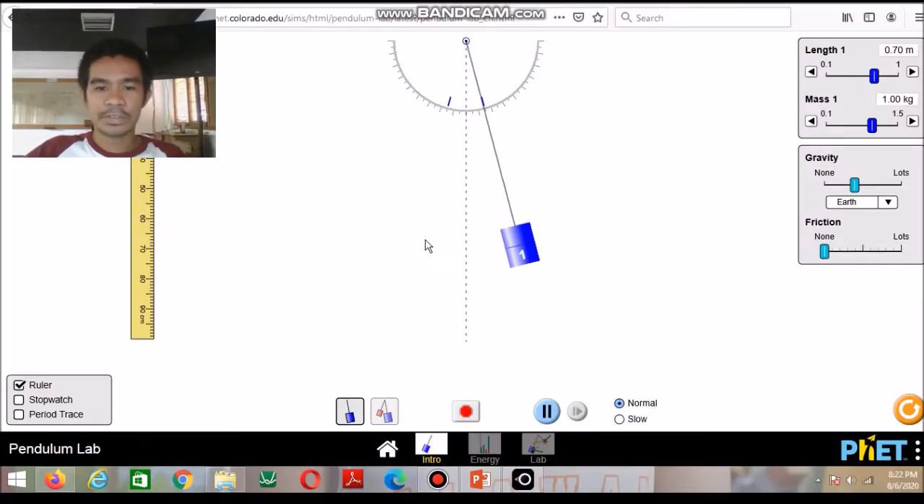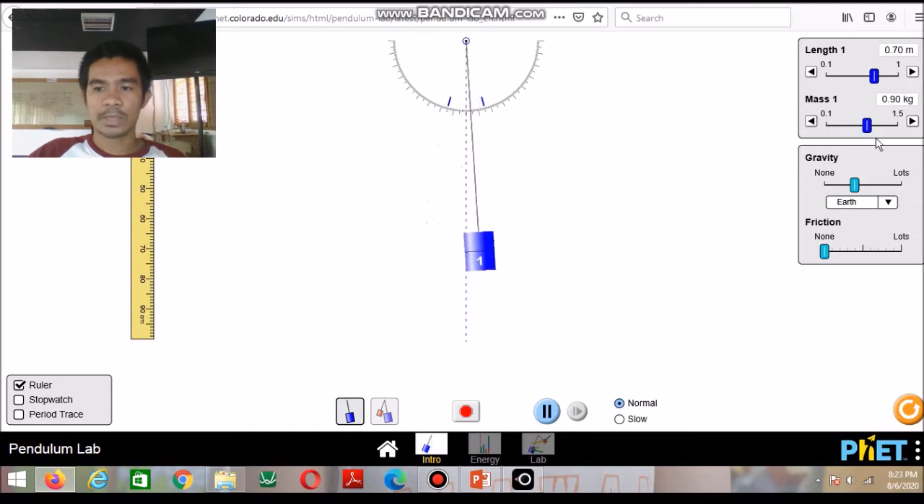So let us see if the period of simple harmonic motion is dependent or independent of the mass of the bulb. So if I'm going to increase the mass of the bulb, is there a change of speed of the oscillation of the pendulum? When I decrease the mass of the bulb of the simple pendulum, is there an increase or decrease of speed of the oscillation? Okay, no, it's still the same.